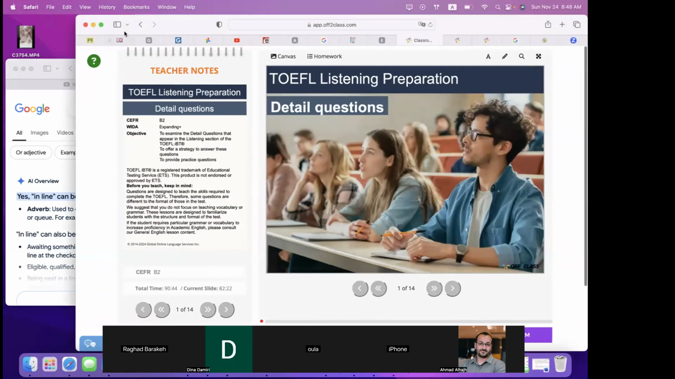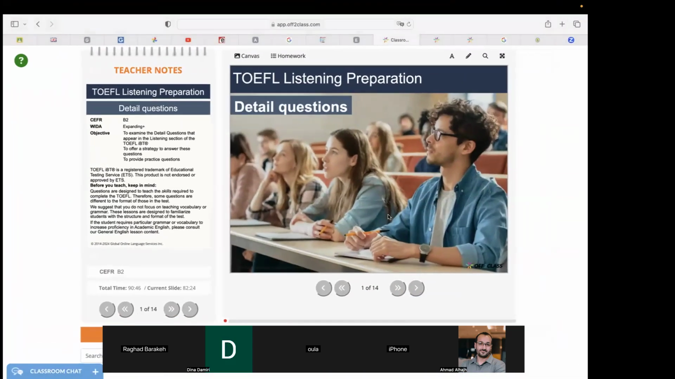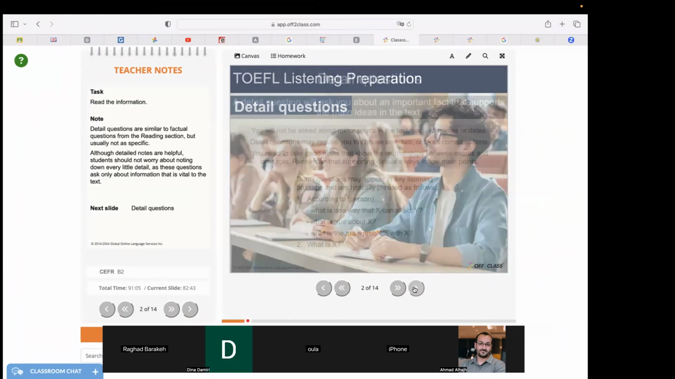All right. Now, today we're going to cover detailed questions. Last time we covered main idea. Today we're going to talk about detailed questions in the listening sections. They might ask you a question to get details. And there are some tricks and some things that you should follow so you can find the right details that they're asking for. So let's go ahead.